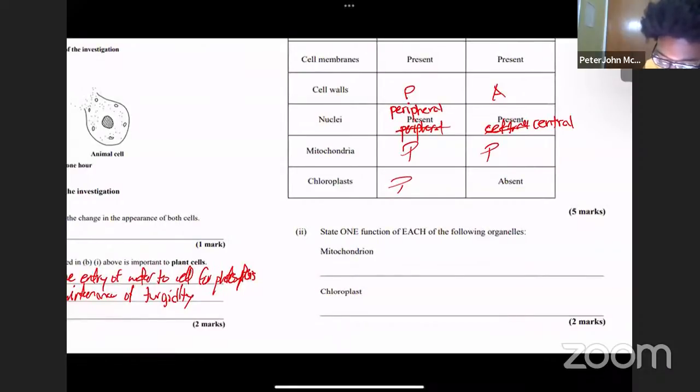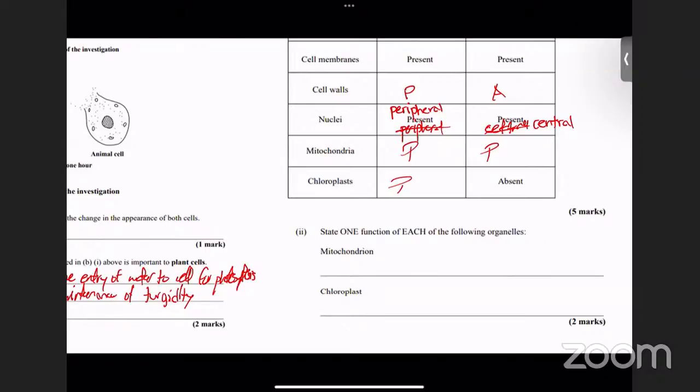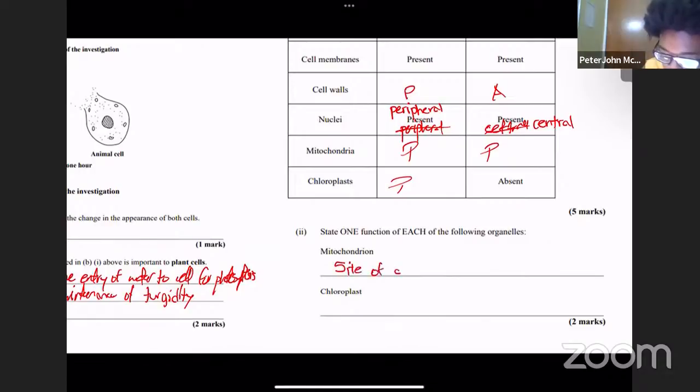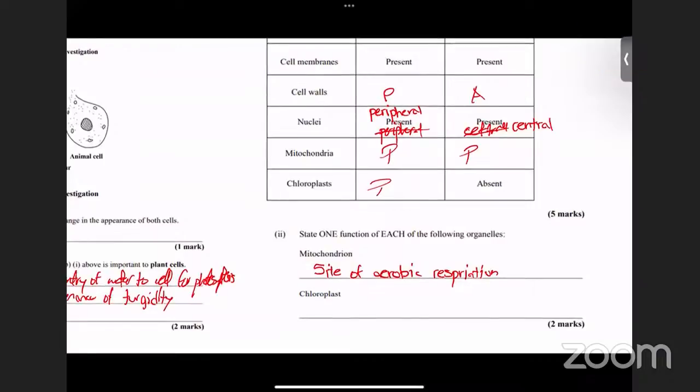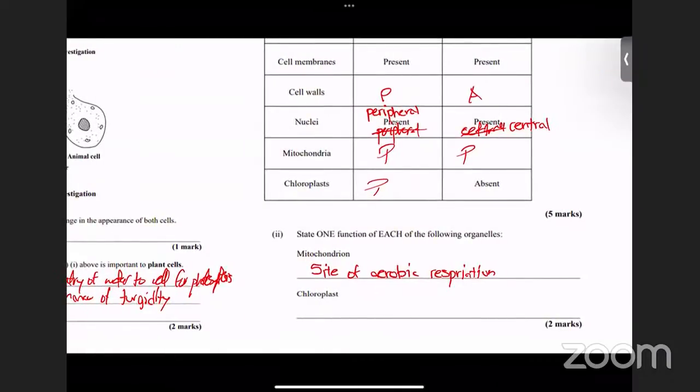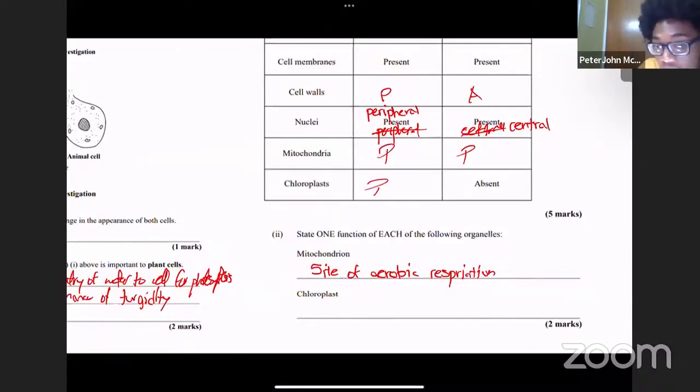State one function. What's the function of the mitochondria? Provide energy for the cell. Don't just say site of respiration. It's a site of aerobic respiration. You guys know the different types of respiration, right? Aerobic, anaerobic. The mitochondria is a site of aerobic respiration. If they ask for a function of the cytoplasm as well, the cytoplasm is a site of glycolysis, if you want to put that.